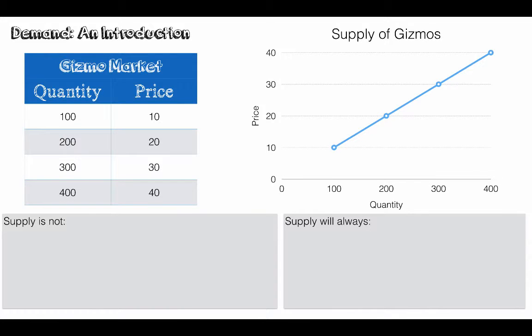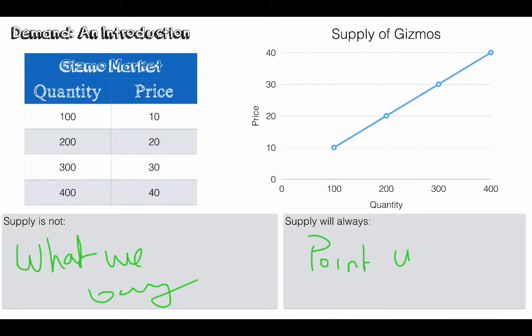All right, supply is not what we buy. It is what is made. And supply will always point up to the right. That's an important thing to remember as well. So here you go, there's our S as we look.